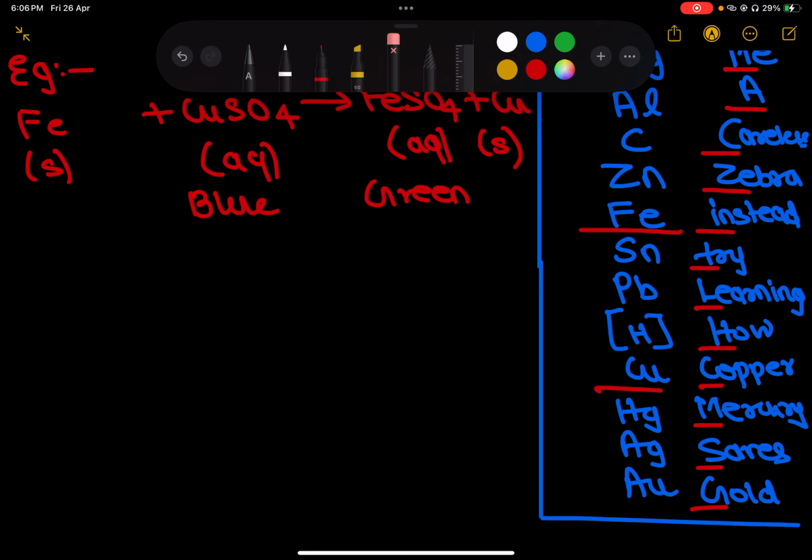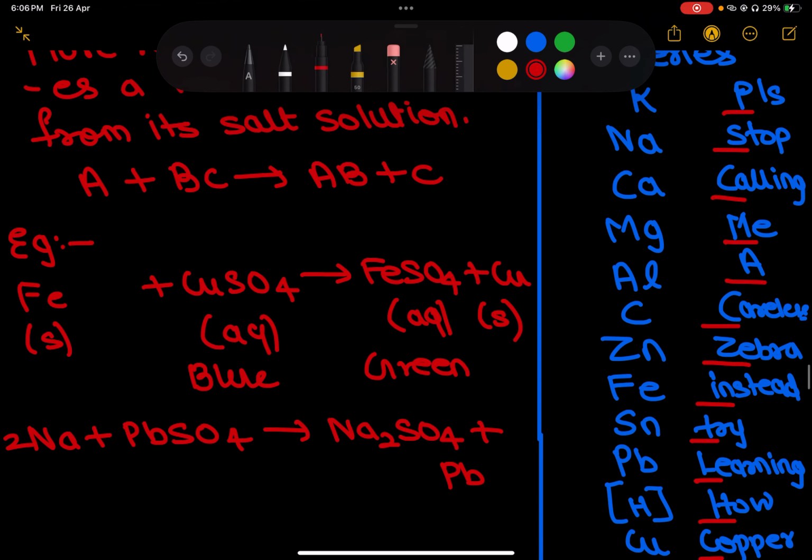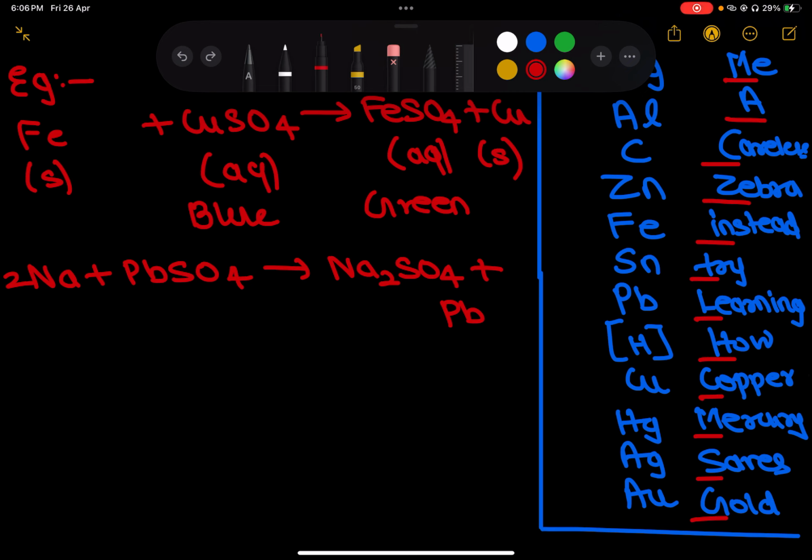Now, second example, Na plus PbSO4 gives Na2SO4 plus Pb. Here as well you can see Na is more reactive than Pb and hence this reaction is also valid. Now I'll give you one more.